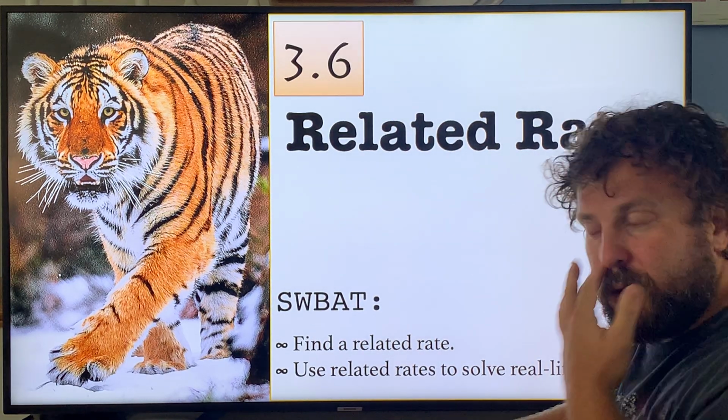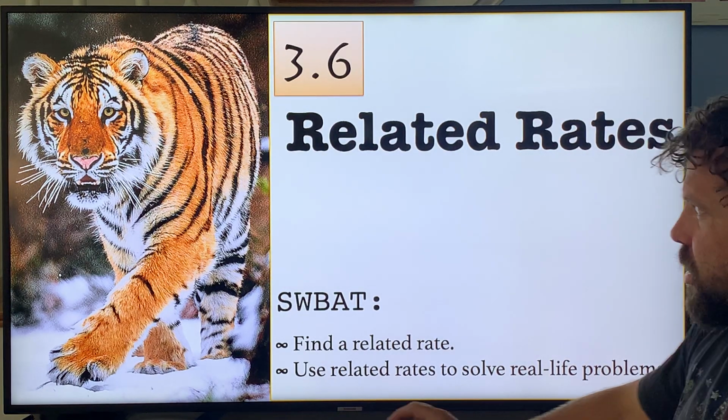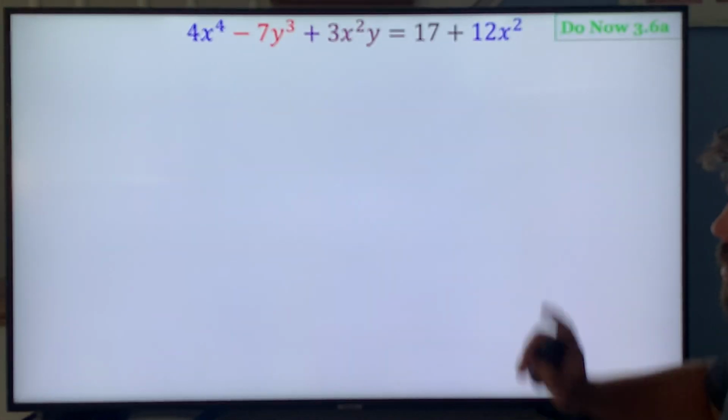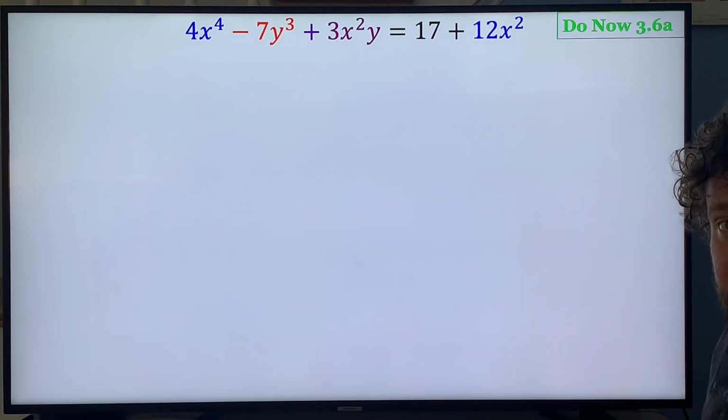And these problems are actually word problems. But I'm just going to start you with a quick little do now. This is from implicit differentiation, a little warm up. Make sure you remember what you're doing. All right, so implicitly differentiate that.